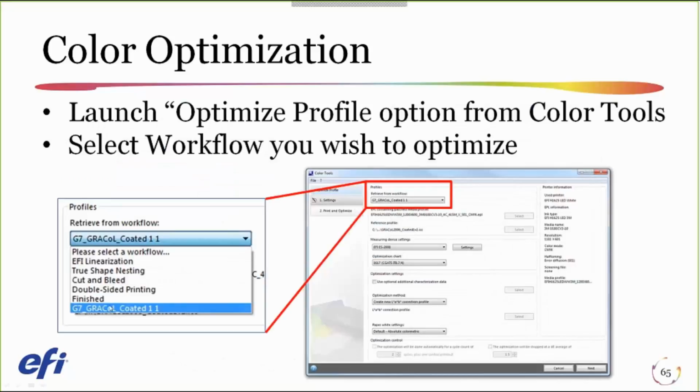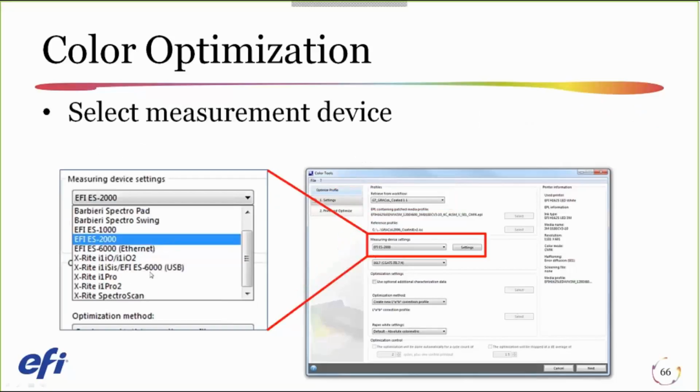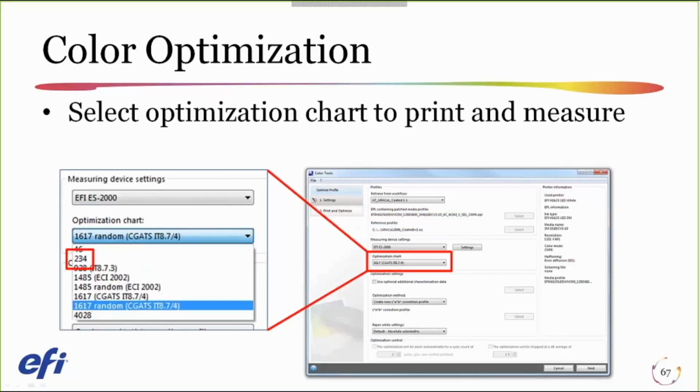You start by loading the workflow, selecting the workflow. The system will then load all the bits and pieces. You select the measurement device. You select which chart you want to use. Now, it's very common to use a smaller chart for optimization. We used to think, well, you have to use the same chart for profiling and optimization.